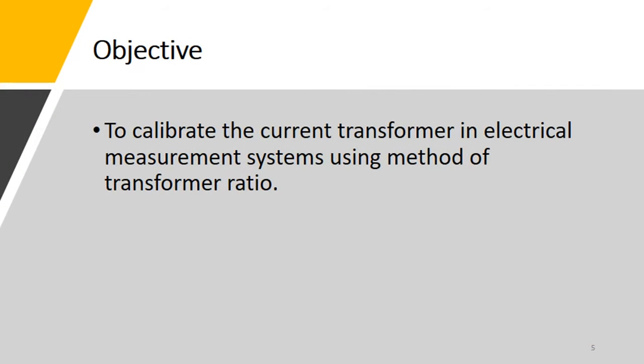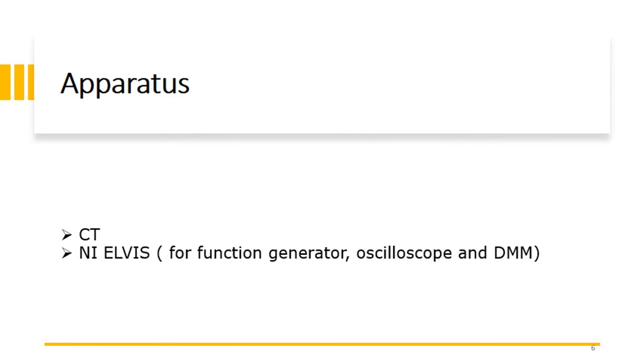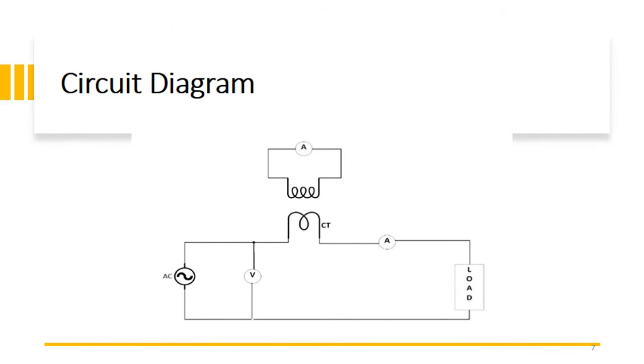In this experiment, the main objective is to calibrate the current transformer in electrical measurement systems using the method of transformer ratio. The apparatus we will be using is a current transformer and an NI board for the function generator, oscilloscope and DMM purpose. This is the circuit diagram we will be implementing in the lab.